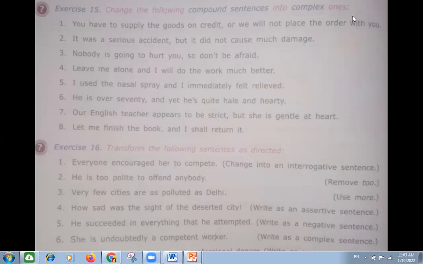So rest of the sentences, you will do it yourselves, everyone. Otherwise, we have completed the chapter. Tomorrow we will tell you all the exercises. The pending will go on. Right, everyone? That's enough for today's lecture.